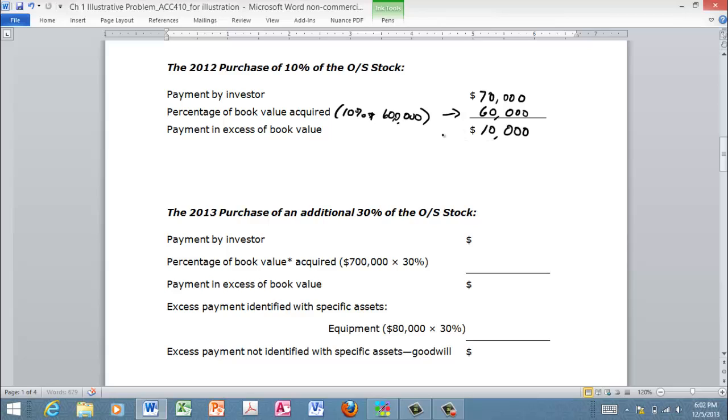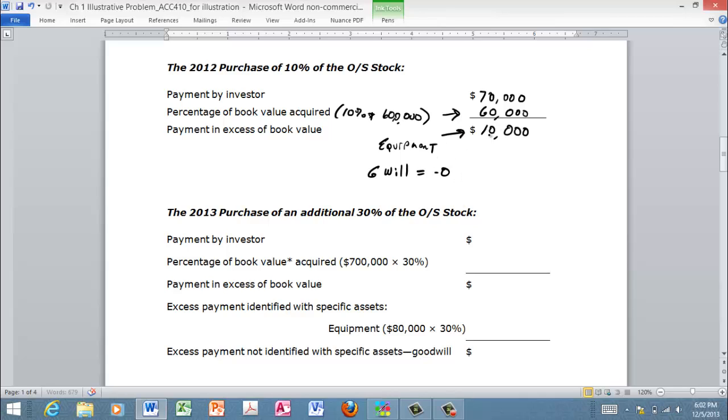Now, we have to look at the assets that we bought, and if you go back to the problem, it says that all of that is assigned to equipment. Okay, and that's a nice thing, because every penny of that now is assigned to equipment, which means what? It means that we have no goodwill to recognize. Goodwill is actually zero, right? Because all of this excess is assigned to equipment.